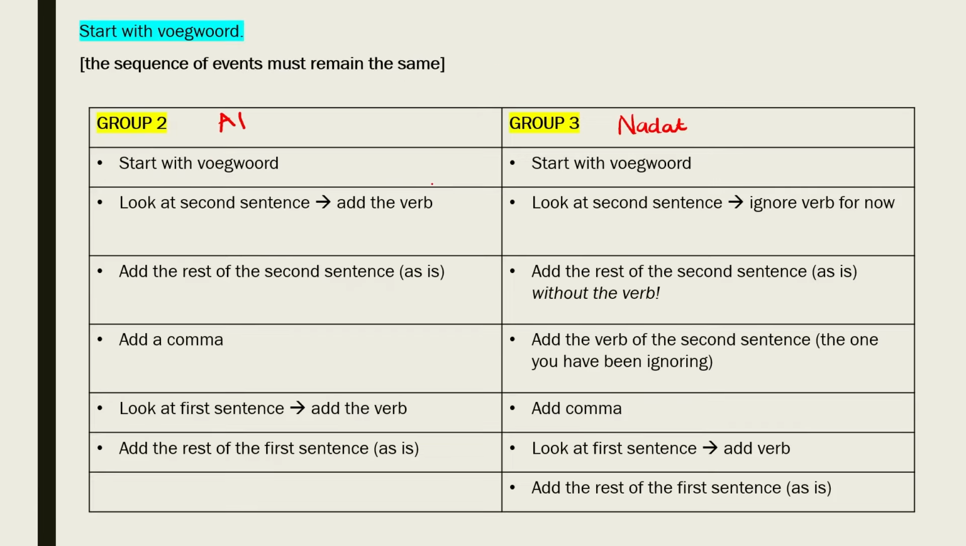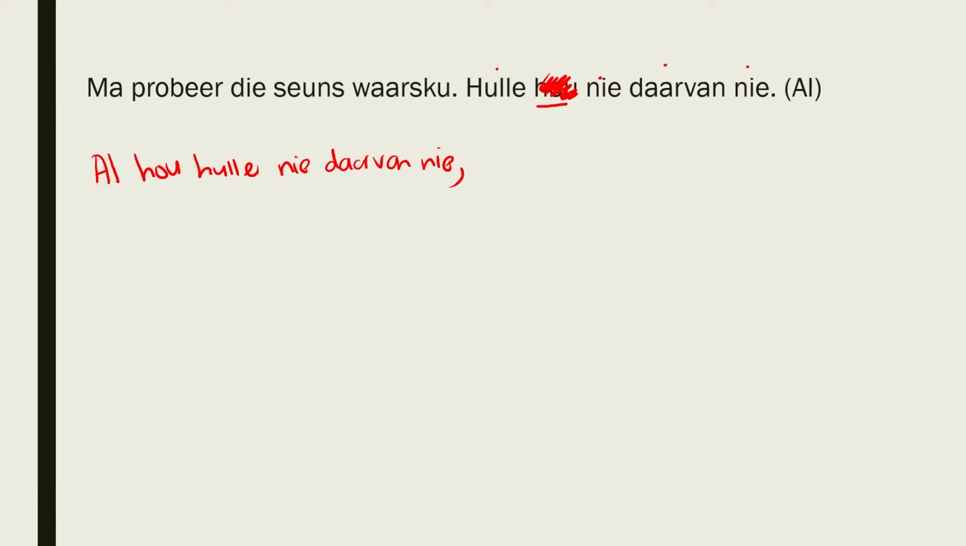Comma. Look at the first sentence and add the verb. So what is our first sentence? Ma probeer die seuns waarsku. Probeer is our verb. So we add the verb immediately after the comma. Then add the rest of the first sentence as is. So, ma die seuns waarsku. You will jot it down as is. Ma die seuns waarsku. Full stop. And now you have successfully started your sentence with the voegwoord. Al hou hulle nie daarvan nie, probeer ma die seuns waarsku.